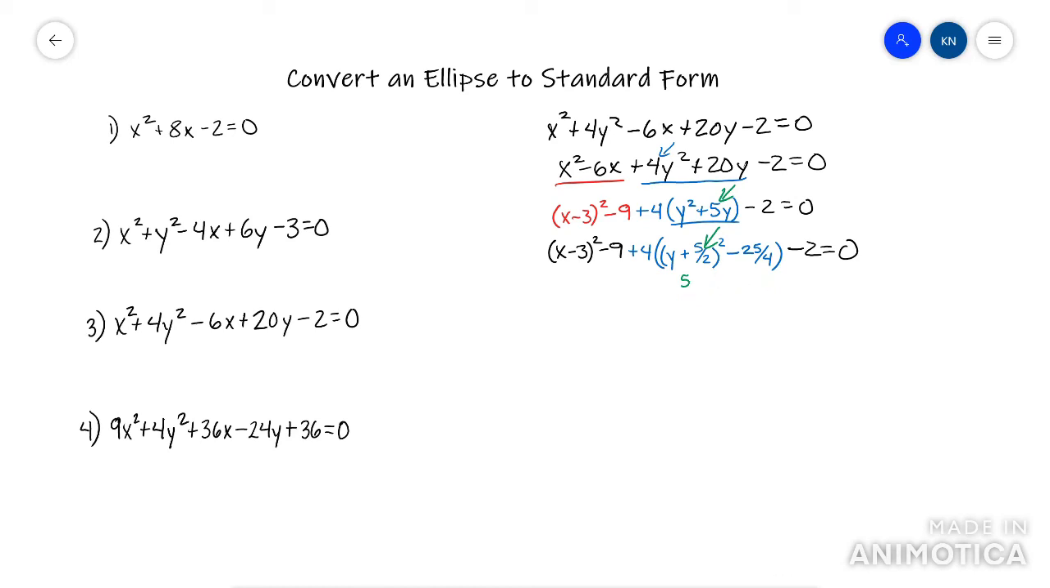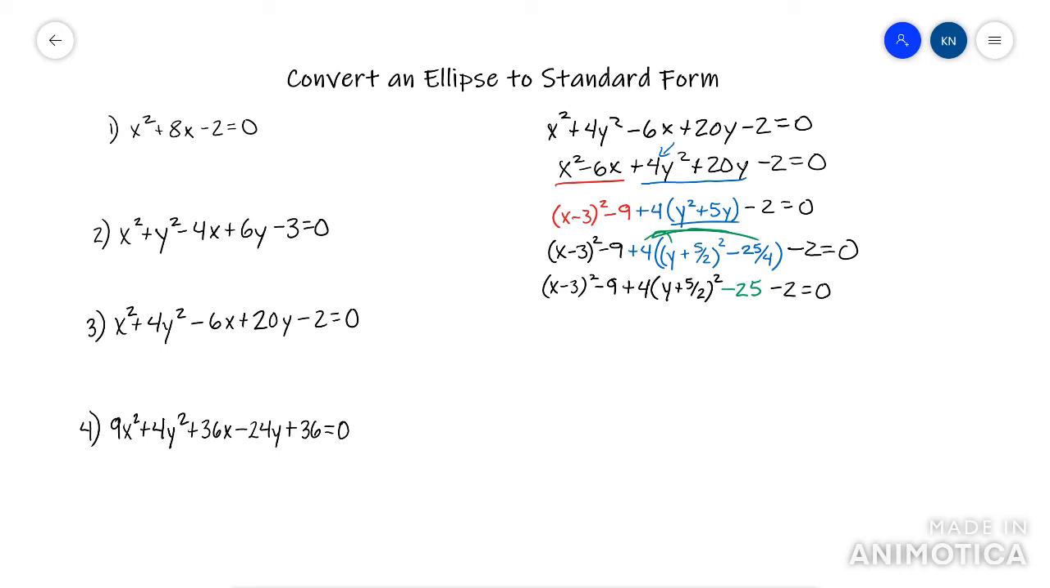Now, we're still not quite done here. You're going to have to redistribute this 4. The first part still doesn't change. It's still good. But now the second part, just leave the 4 on the outside, like 4 times y plus 5 halves squared. And then when you distribute it to the second one, it's going to make 4 times negative 25 over 4, which is minus 25. And then you still have your minus 2 equals 0.